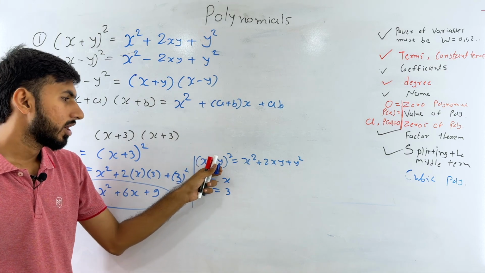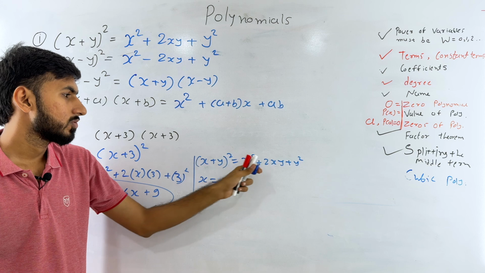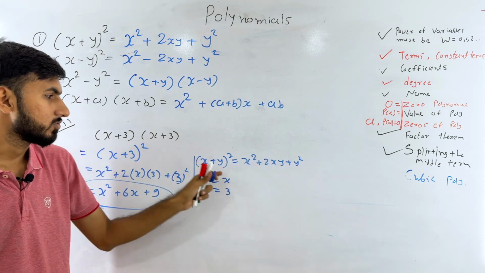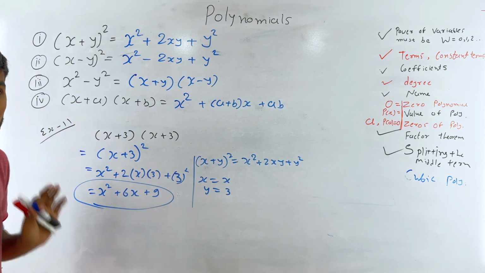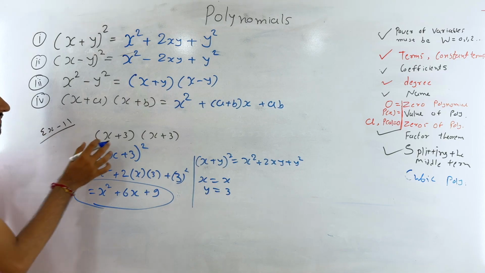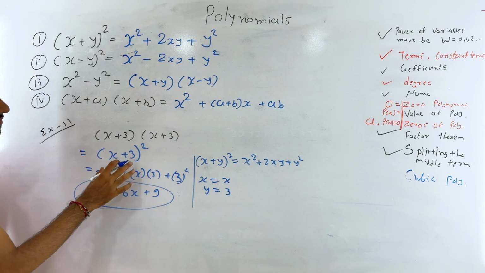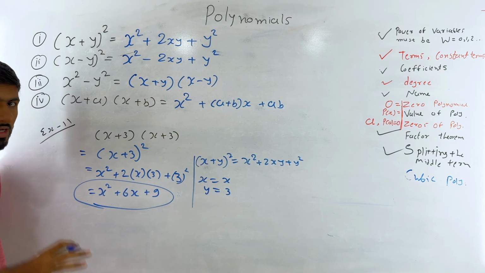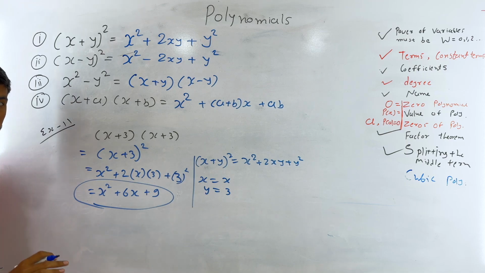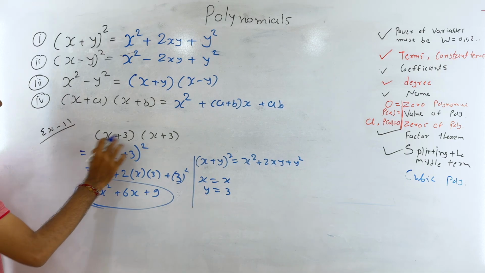because in the question it is mentioned that you have to do it using the appropriate identity. So I have used this identity, x plus y whole square, that is x square plus 2xy plus y square. I have just substituted the values of x and y only. I have done nothing else, right? Or else, if you don't know the identity and there is no mention in your question that you have to use an identity, you can just multiply it.